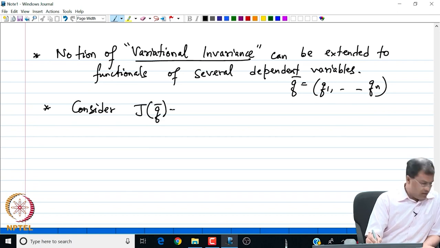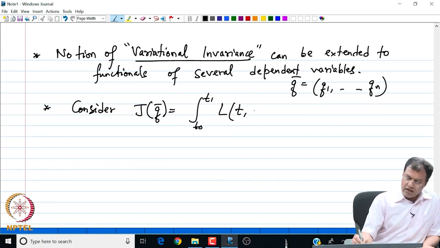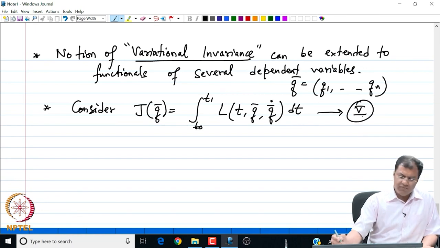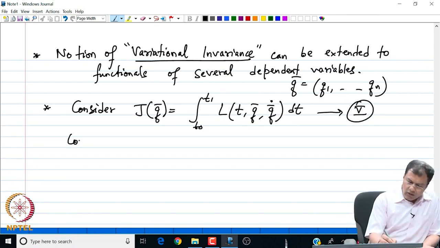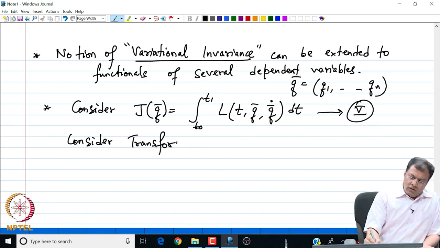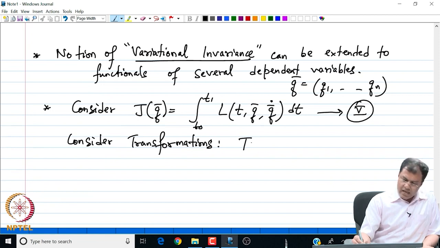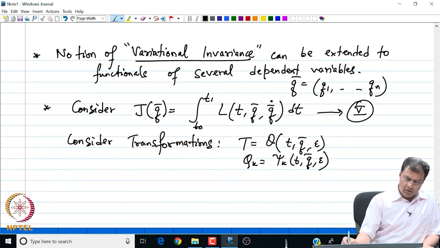J of q bar, which is equal to the integral from t0 to t1 of L of t comma q bar comma q bar dot, dt. We consider this general functional. Let me represent this equation by 5. And now we are going to consider transformations of the form T is equal to theta of t comma q bar comma epsilon, and q_k is equal to psi_k of t comma q bar comma epsilon.